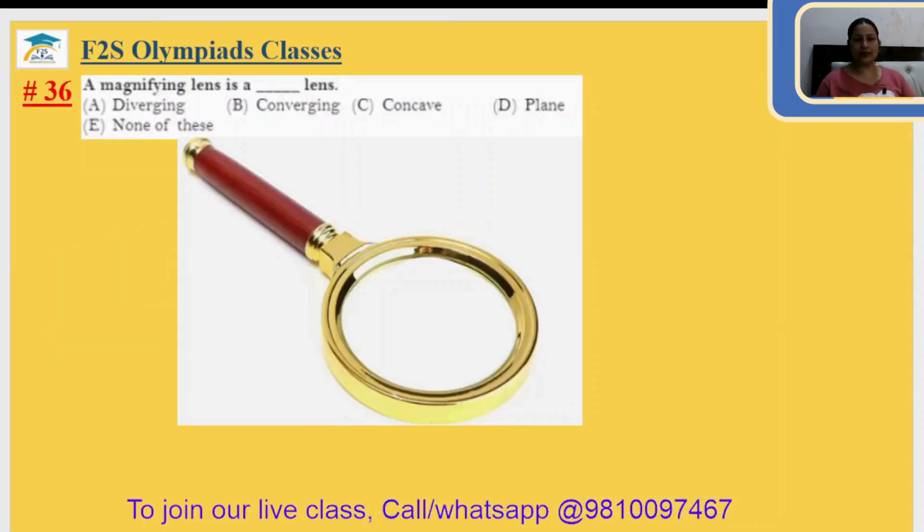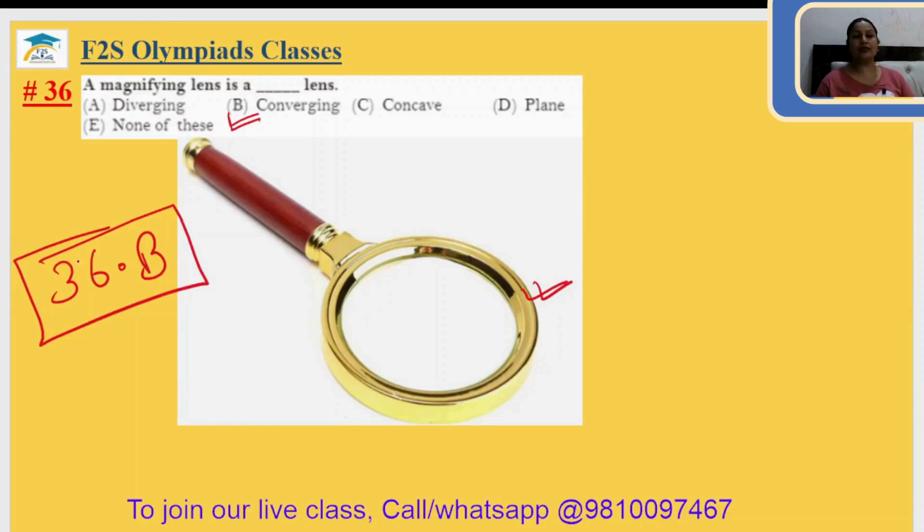Question number 36. Magnifying lens is a dash lens. I think you have seen this magnifying glass. Right? So this is your converging lens. This is your converging lens. 36 answer is option B. That's why the image formed is magnified.